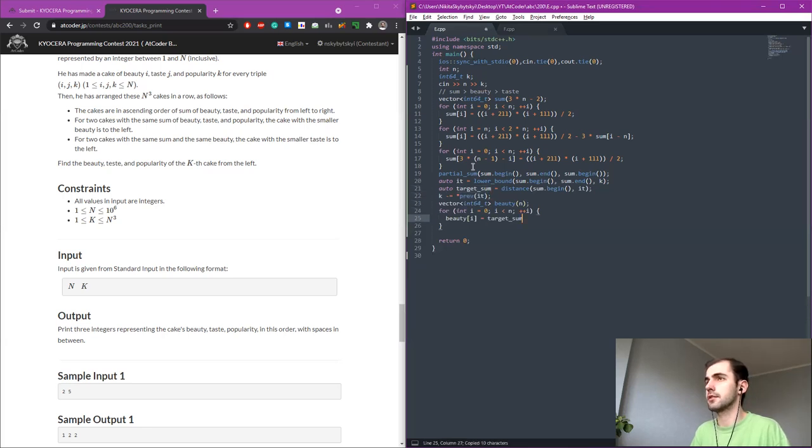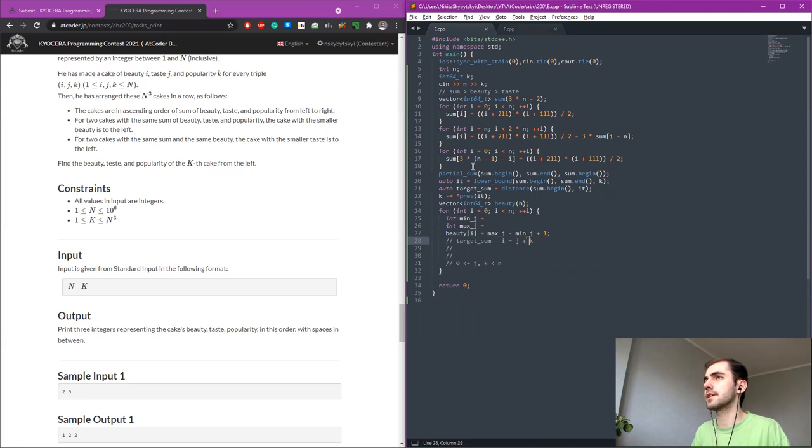We have target sum, all right? So target sum equals i plus j plus k. So now j plus k equals target sum minus i, right? I want to count the number of solutions to that equation with j and k smaller than n and at least zero. How can we do it? We can find what is minimum j and maximum j that works. And therefore this will be the difference plus one.